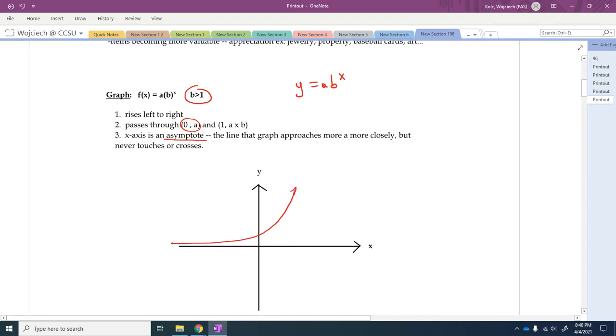Okay, if you go to your left, this graph will never touch the x-axis, but it goes closer and closer. And this point is your y-intercept, which is (0, a), because how do you find the y-intercept? You let x be 0.